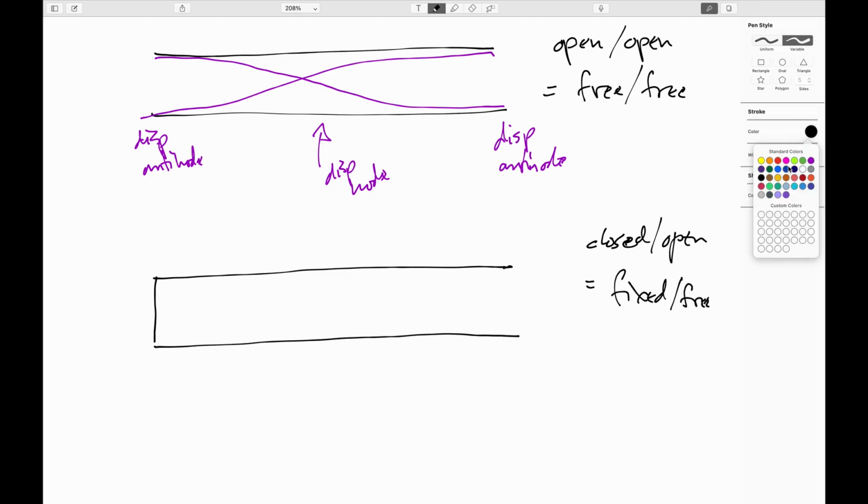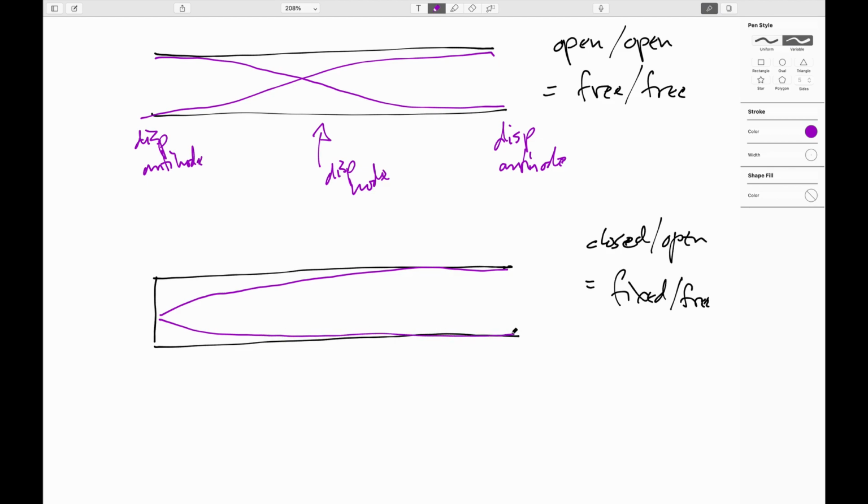So here, instead of sticking in one loop for the fundamental, we would be sticking in a quarter of a loop. So this would be a displacement node here and a displacement antinode here. Now, of course, we can have higher harmonics. In the case here for a closed-open pipe, you'd first have a quarter loop, and then the next harmonic would be 1.25 loops, then 2.25 loops, and so forth.